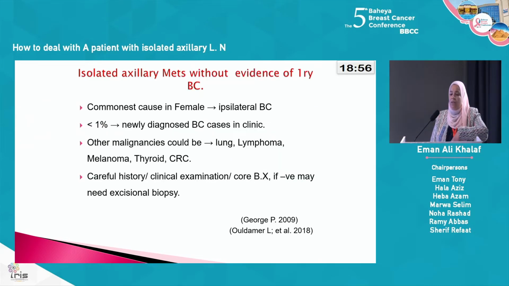Now we have a case of isolated axillary metastasis without evidence of the primary breast cancer. In such a condition, the commonest cause of such a diagnosis in females is ipsilateral breast cancer. Such a diagnosis was seen in less than 1% of newly diagnosed breast cancer cases in the clinic. It is a rare entity. Away from breast cancer, many other malignancies can metastasize to the axillary lymph node, like lung cancer, lymphoma, melanoma, thyroid cancer, colorectal carcinoma.